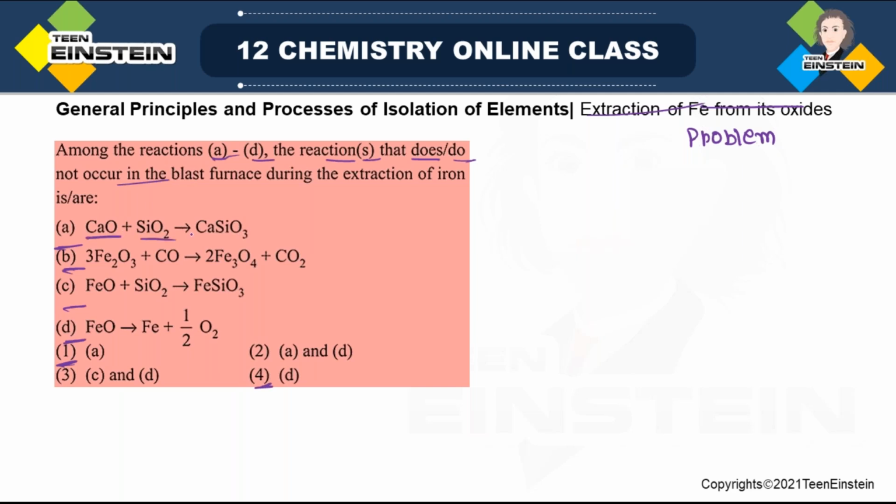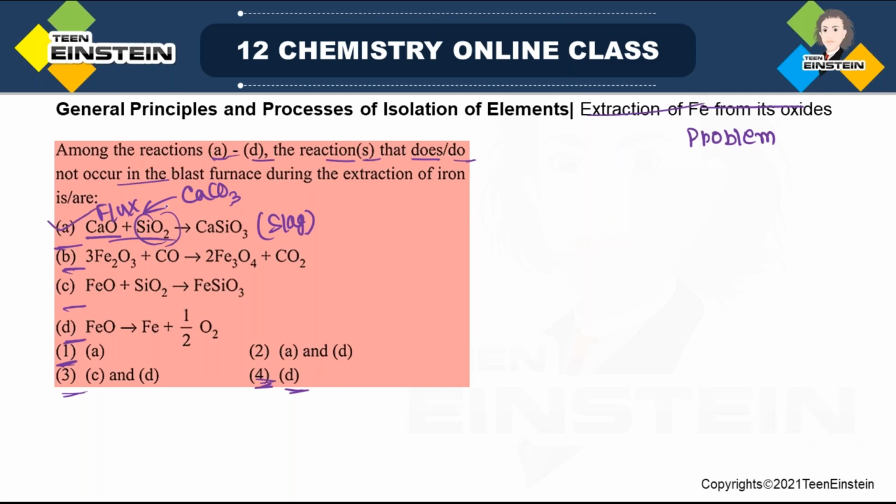CaO and SiO2 produce calcium silicate. We have to find those reactions which are not occurring. But this reaction is actually occurring because this is the flux, and CaO is generated from CaCO3, limestone. This flux reacts with impurity and produces slag. So this reaction is occurring. Now, if you are sure about A, then you can easily cancel out option 3.